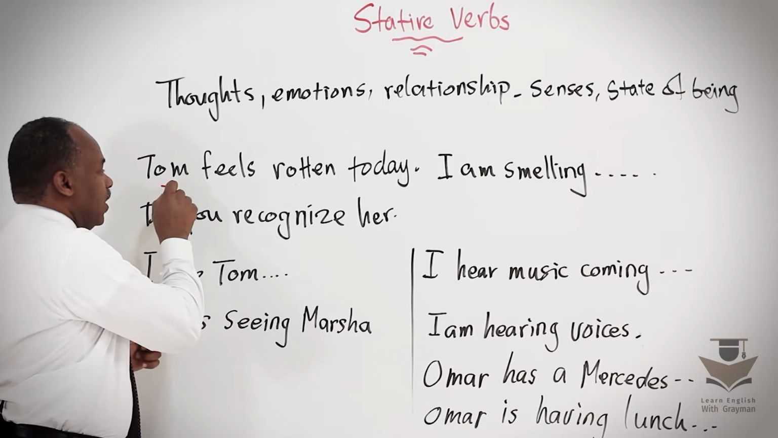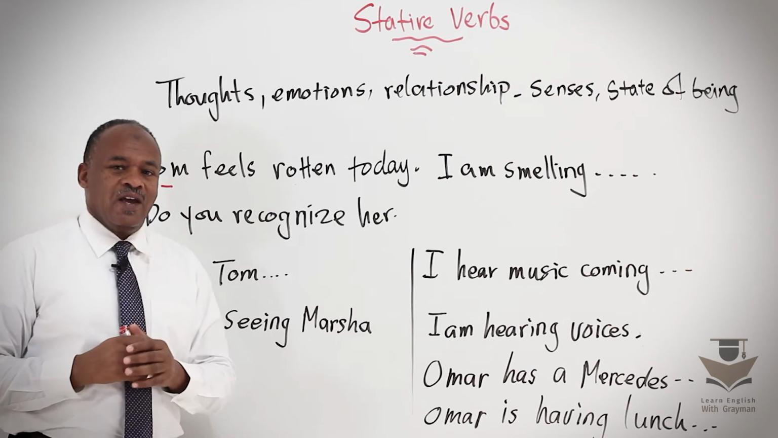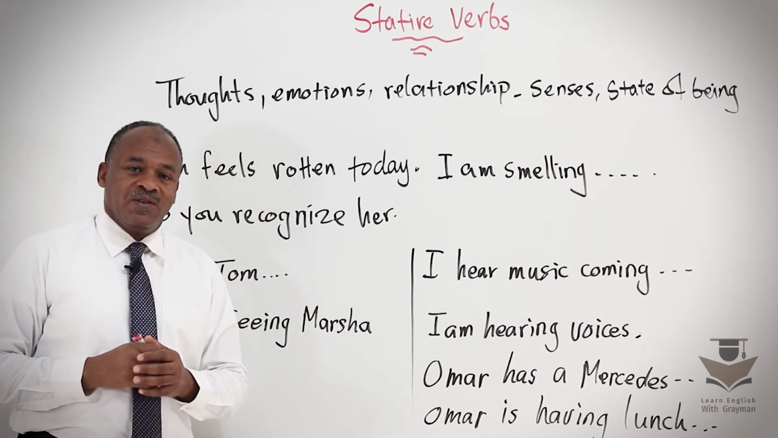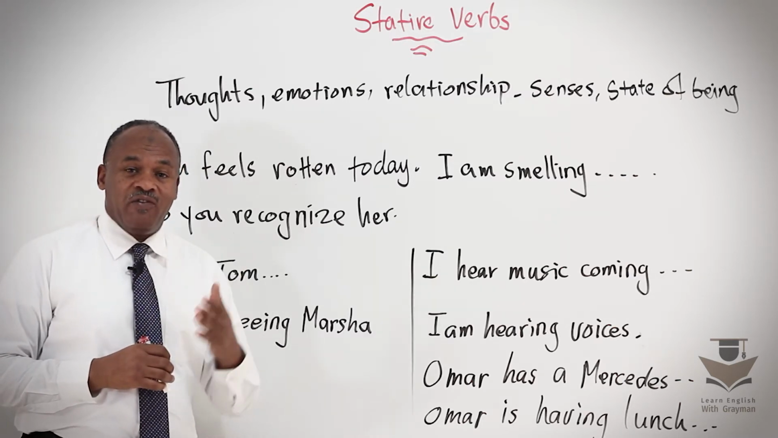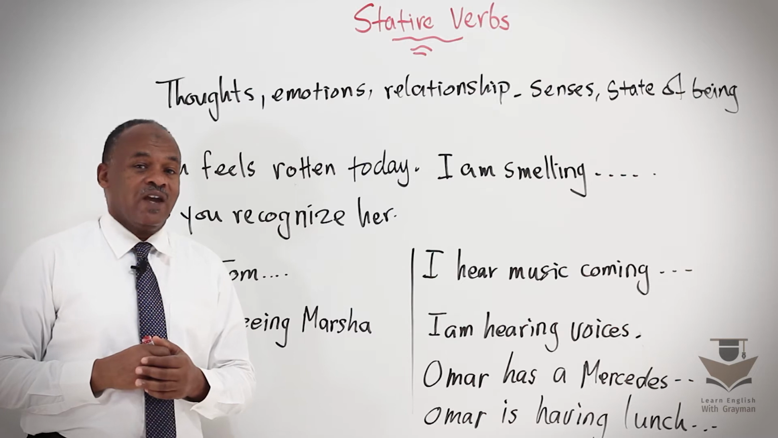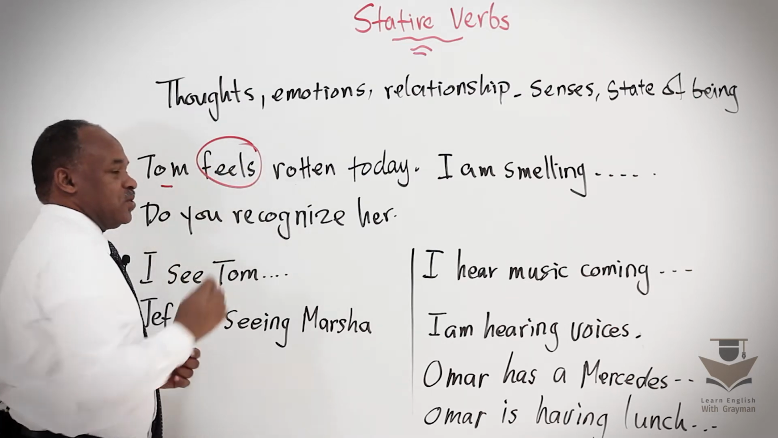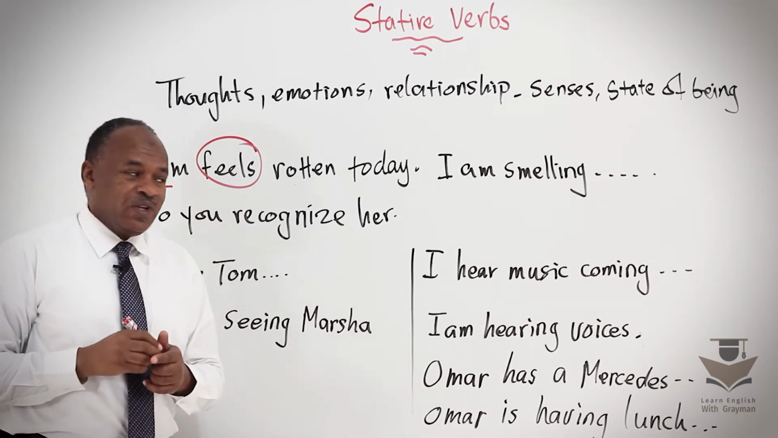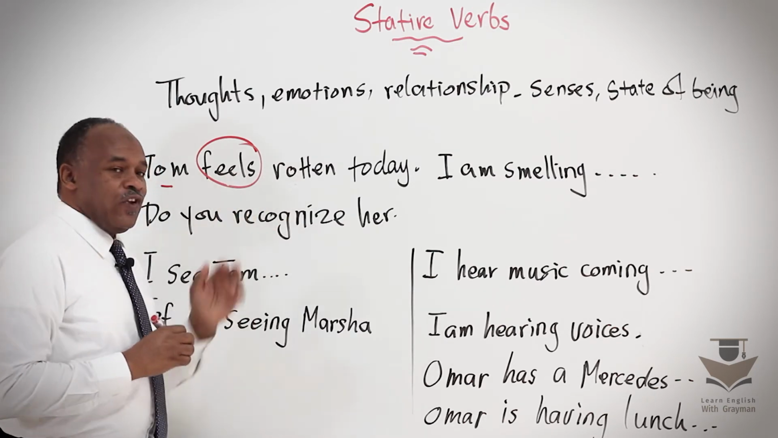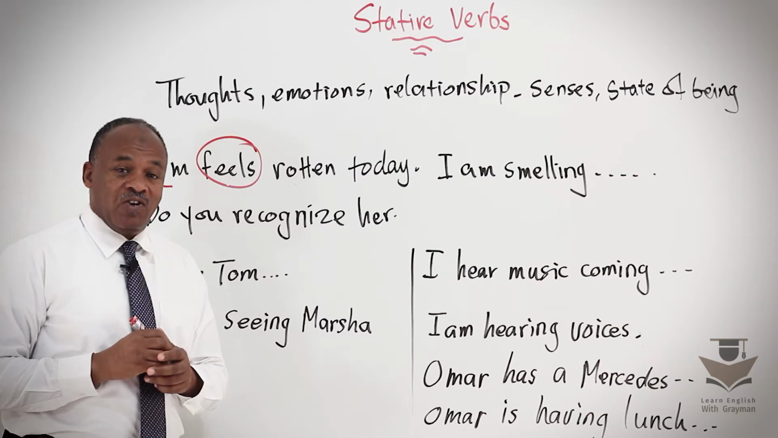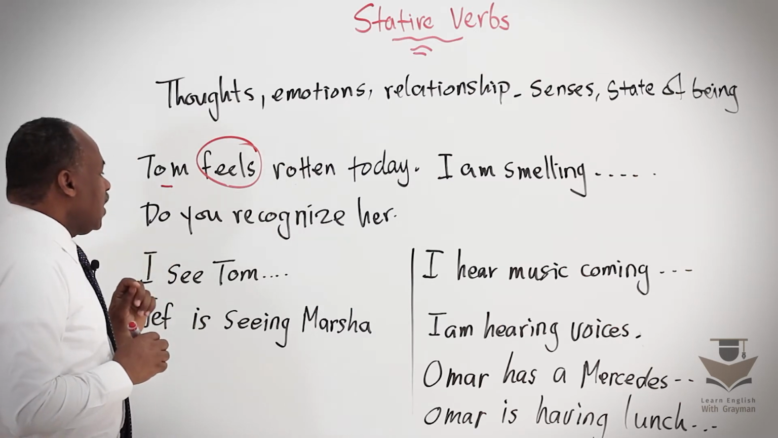We say Tom feels rotten today. What does that mean? That means Tom has a cold today. He's not very well. He's been sneezing and coughing, and so he feels rotten today. But most importantly, we say feels. Can we say Tom is feeling rotten today? No, because the verb feel does not accept ing. So we say Tom feels. Okay? Let's look at another example.